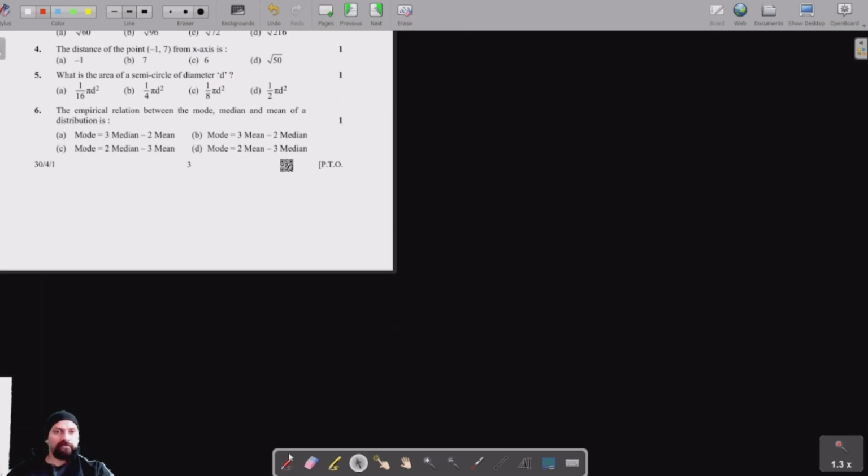For question number 6, we have to find the empirical relation between mode, median, and mean of a distribution. And in our NCERT textbook, it's given that 3 median is equal to mode plus 2 mean.